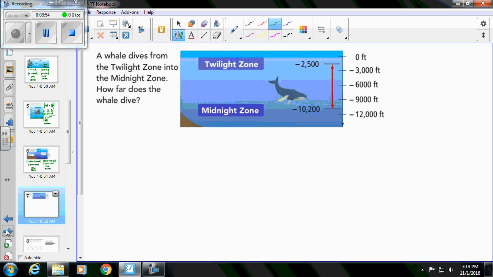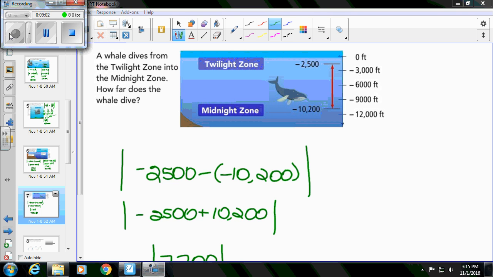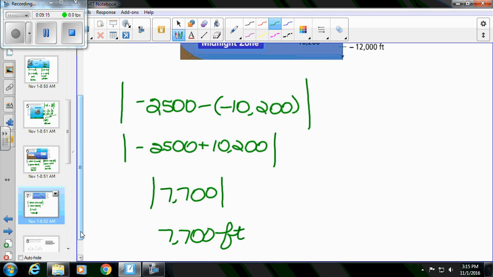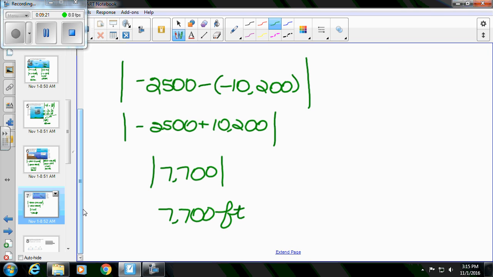A whale dives from the twilight zone into the midnight zone. How far does he dive? I will let you work on this, and I'll meet you back here in a minute. So I set up my problem: the absolute value of negative 2,500 minus negative 10,200. I did my stop, add the opposite. I did my arithmetic to get to this third step, and then I took the absolute value and I remembered my units. I hope you got 7,700 feet.